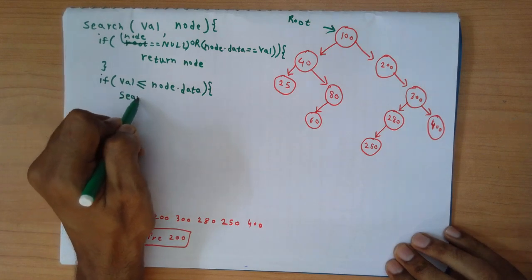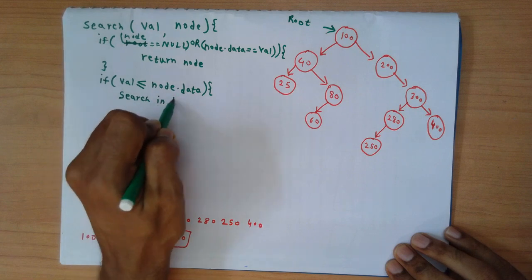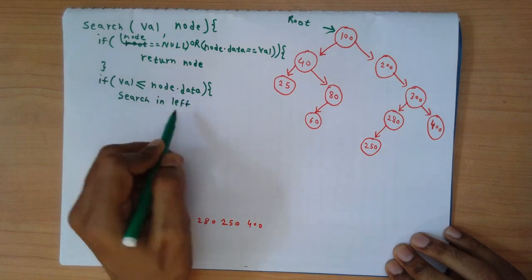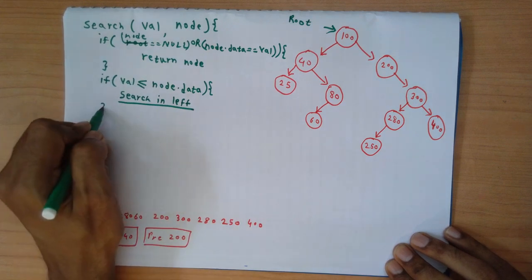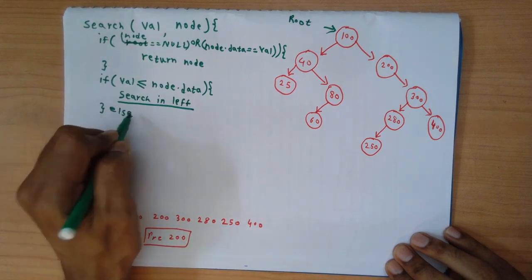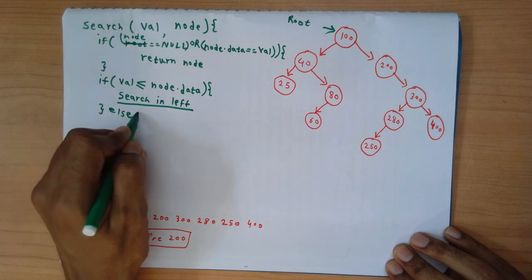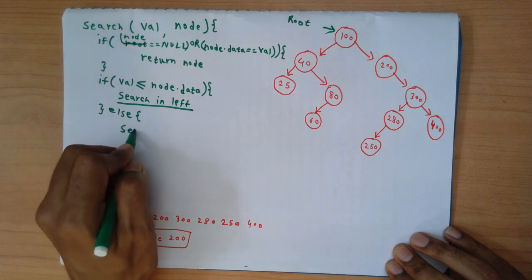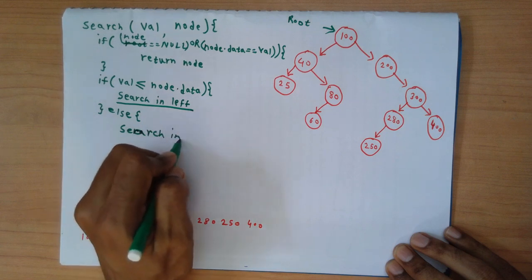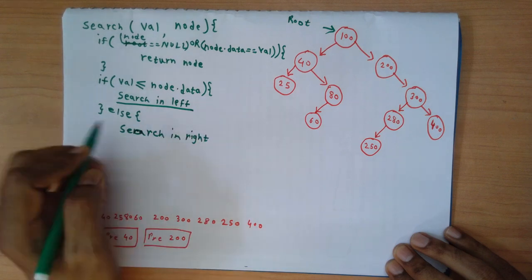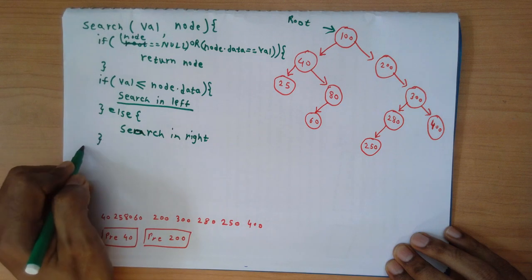We'll write the pseudocode for it, but let's just write search in the left. And otherwise, you have to search in right. And that's all that your search will be.